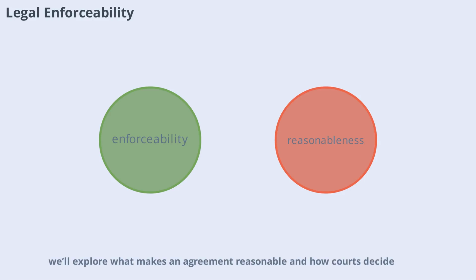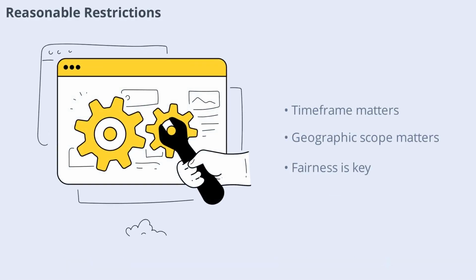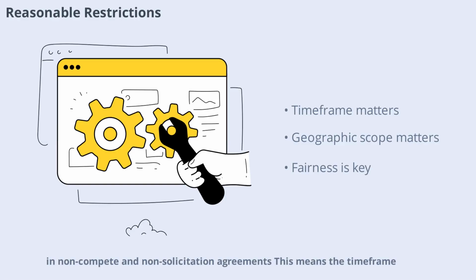Next, we'll explore what makes an agreement reasonable and how courts decide. Courts look for reasonable restrictions in non-compete and non-solicitation agreements. This means the timeframe, geographic scope, and type of work or contacts must be fair and not overly burdensome. For example, a one-year restriction in a specific city may be acceptable, but a 5-year ban across the country is likely too broad. Employers must justify their need for protection, and employees should ensure the terms don't unfairly limit their career. Understanding what's considered reasonable can help you negotiate better terms and avoid legal trouble.